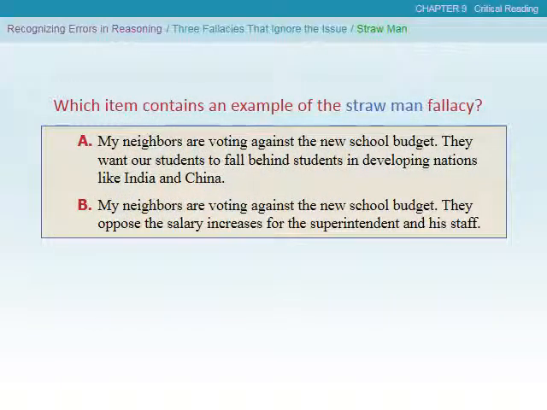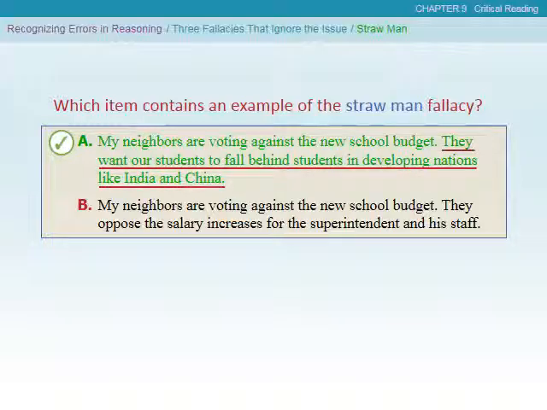So which one of these is a straw man? My neighbors are voting against the new school budget. They want our students to fall behind students in developing nations like India and China. My neighbors are voting against the new school budget. They oppose the salary increases for the superintendent and his staff. Okay, so here it's the first one, right? No, of course they don't want people to fall behind. That's not an argument that they're making. The second is the argument that they're making.